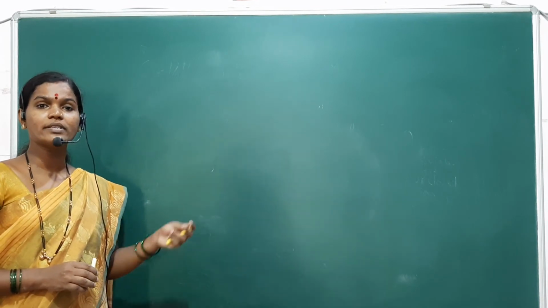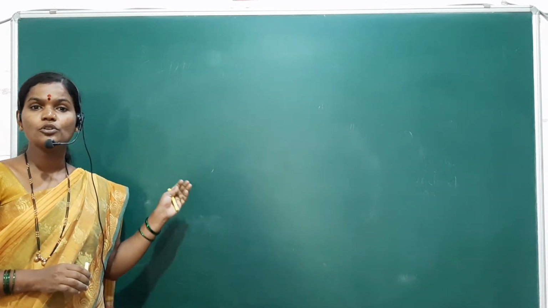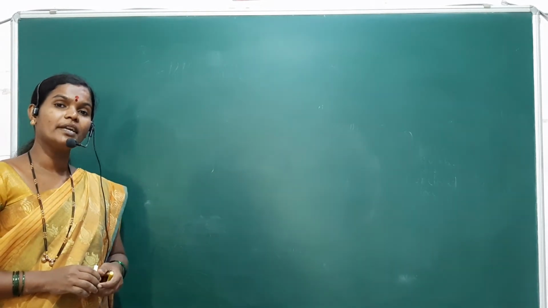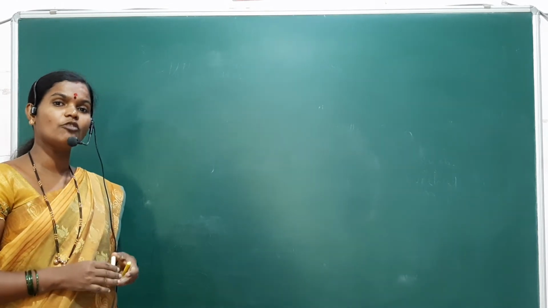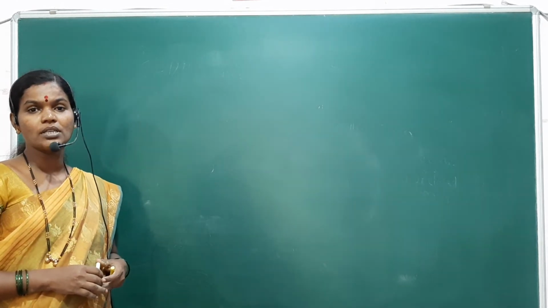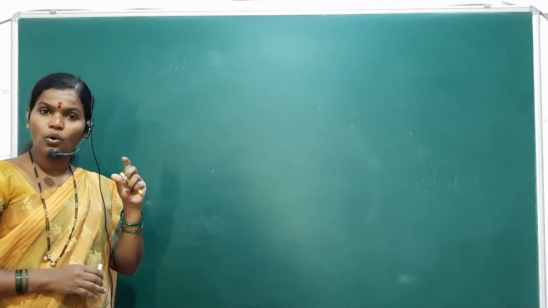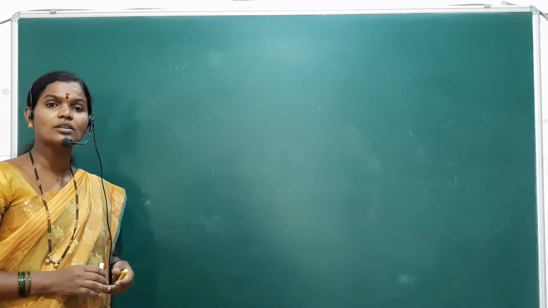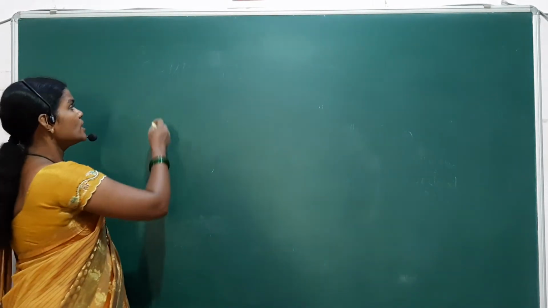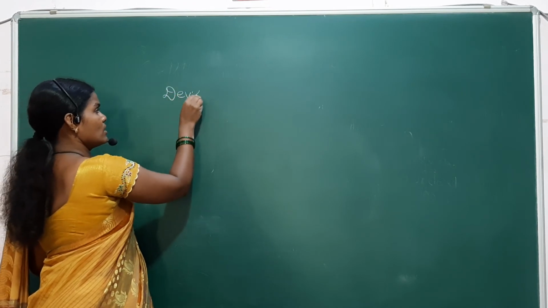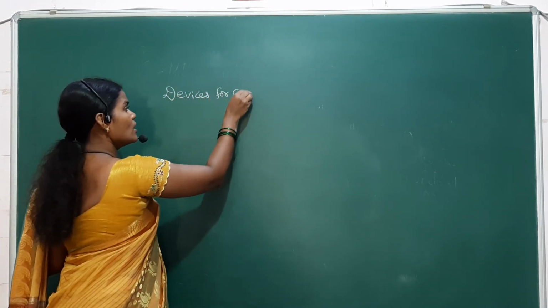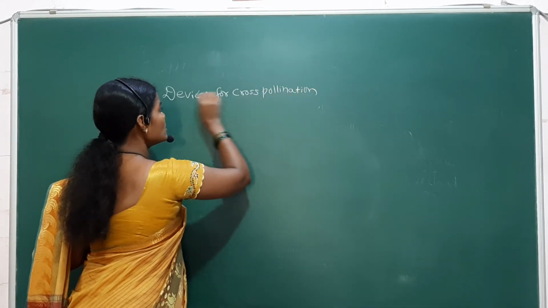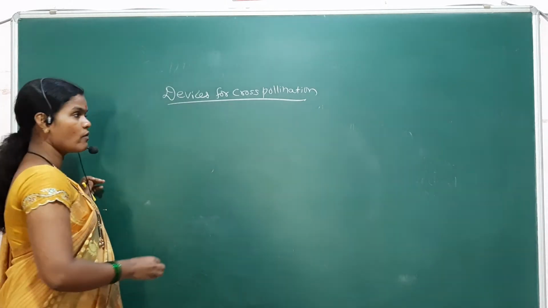Now students, you have seen about pollination and also about cross pollination. Now to overcome inbreeding depression, see here, if self pollination continuously occurs, then inbreeding depression is going to occur. To overcome that, some devices are used as cross pollinating agents. So, devices for cross pollination. By cross pollination, the inbreeding depression can be overcome.